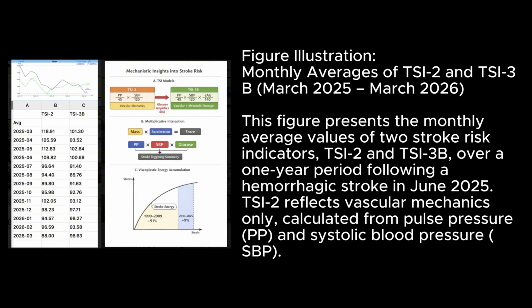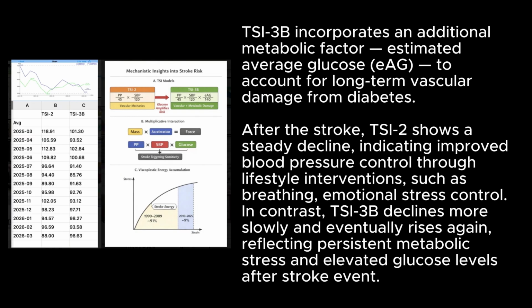Figure illustration: monthly averages of TSI2 and TSI3B, March 2025 to March 2026. This figure presents the monthly average values of two stroke risk indicators, TSI2 and TSI3B, over a one-year period following a hemorrhagic stroke in June 2025. TSI2 reflects vascular mechanics only, calculated from pulse pressure PP and systolic blood pressure SBP. TSI3B incorporates an additional metabolic factor, estimated average glucose E, to account for long-term vascular damage from diabetes.